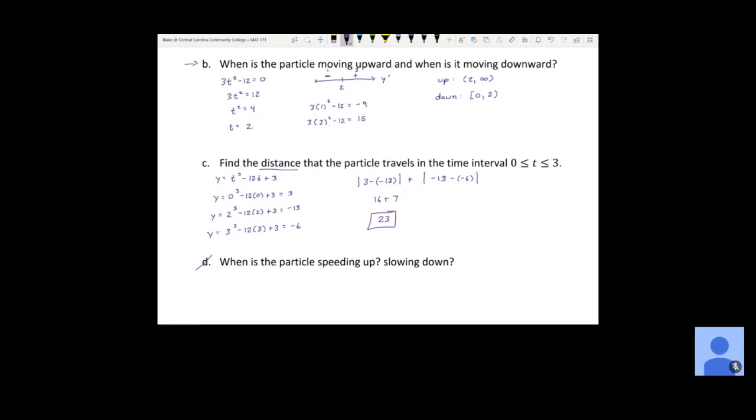All right. So number 6. We've got the volume of a cube increasing at a rate of 10 centimeters cubed per minute. We want to know how fast the surface area is increasing when the length of an edge is 30 centimeters. All right, so what do you think we need to do first here?